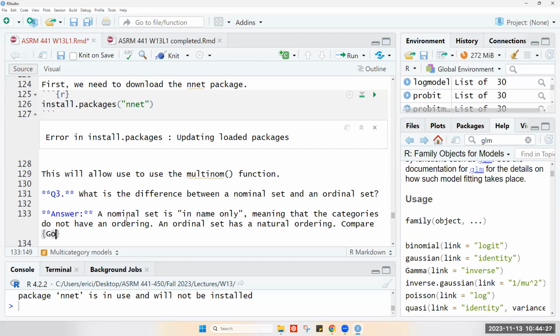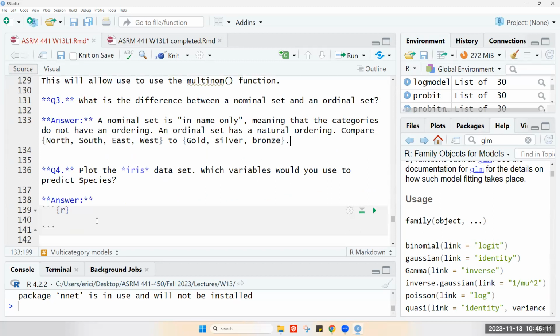Compare the set gold, silver, bronze to the set, actually, compare, let's call this north, south, east, west, to gold, silver, bronze. In the first set, there's not really an ordering that is significant. It is not like north is better than south or that east is better than west. However, in the second set, gold is better than silver and silver is better than bronze.